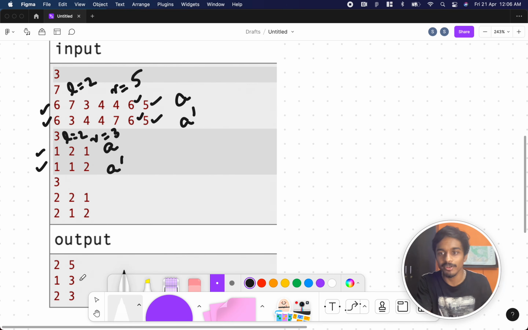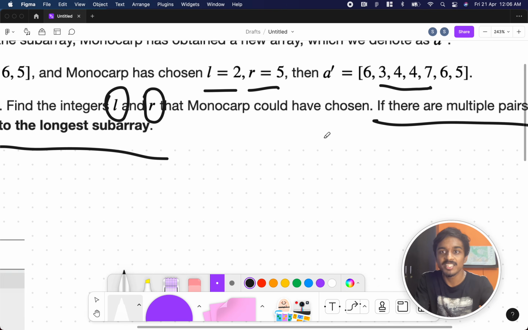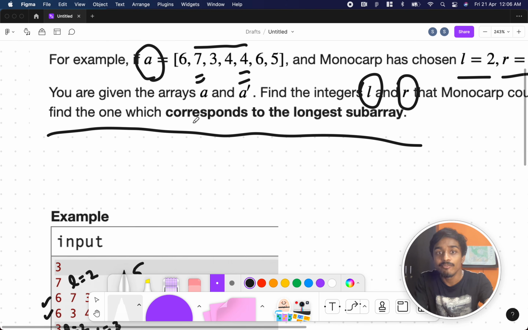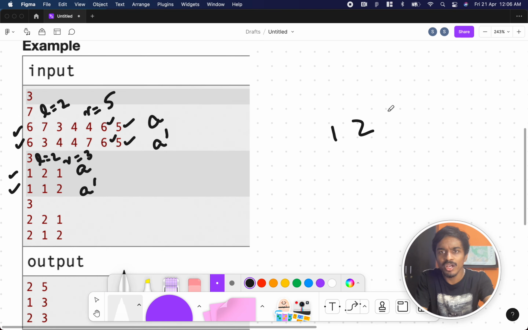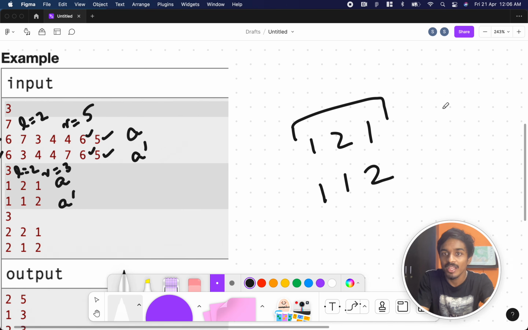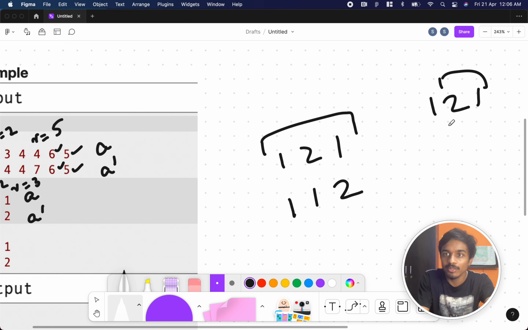Now let's try to see the solution. Okay, the solution went wrong, the answer is 1, 3. Why? Because in the question they have told that if there are multiple pairs of values of L and R, find the one which corresponds to the longest subarray. Here Monocarp could have chosen the entire array, right? If he chose the entire array, the value will be 1, 1, 2. If we choose only 2, 1 also, sorting this will give 1, 1, 2.